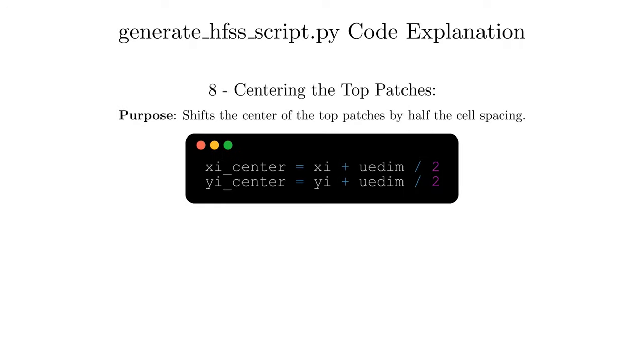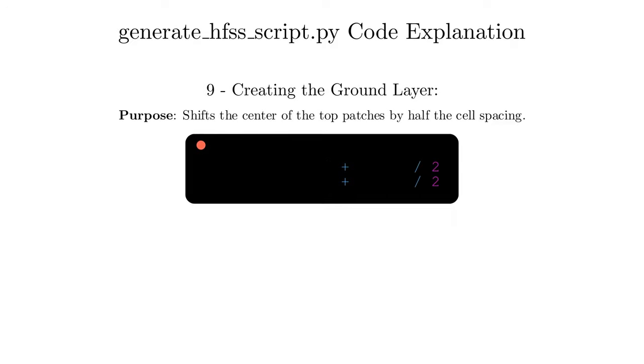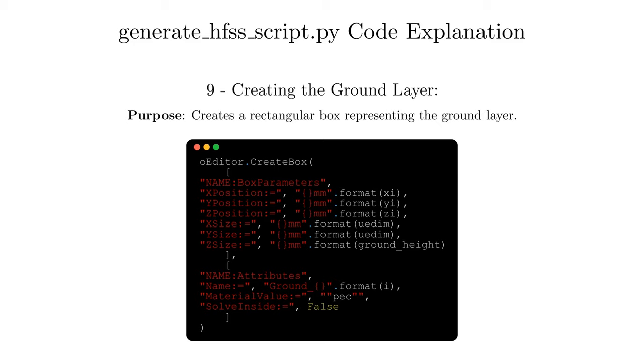Step 8. Centering the top patches. Purpose: shifts the center of the top patches by half the cell spacing, wadm, in both X and Y directions to center them within each cell. Step 9. Creating the ground layer.